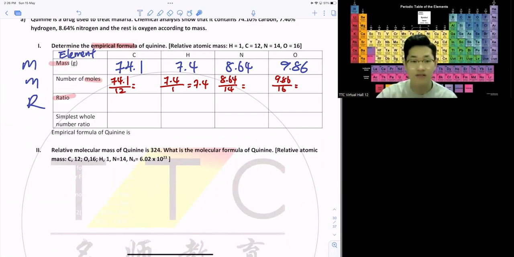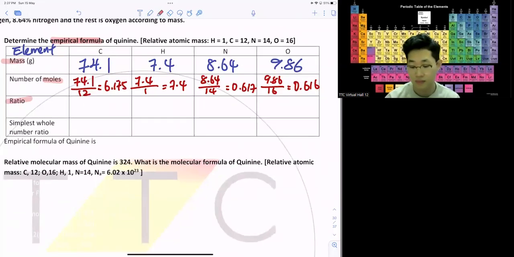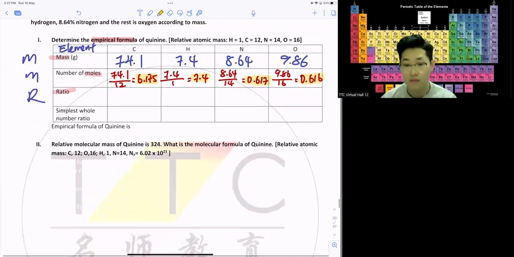Yes, Siva, correct for the first one. Monisha, very good. So everybody should be able to get the mole. Yes, 3 decimal places, correct. For the most accurate answer, we take 3 decimal places.